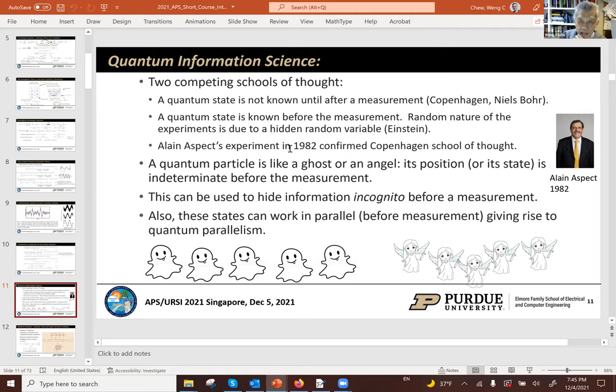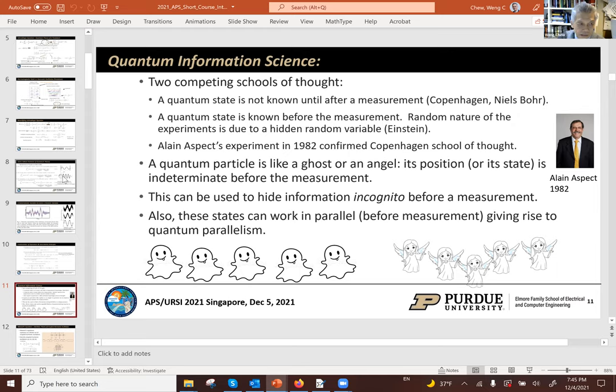So it turns out that John Bell came up with a theorem on inequality that claims that if the first school of thought is correct, then the inequality would be A larger than B, for instance. If the second school of thought is correct, then the inequality would be A less than B. But Alain Aspect in 1982 did an experiment that confirmed that the Copenhagen school led by Niels Bohr was the correct interpretation, which means that one does not know what the quantum state is before the measurement. Only after the measurement does one know what state the quantum system is in.